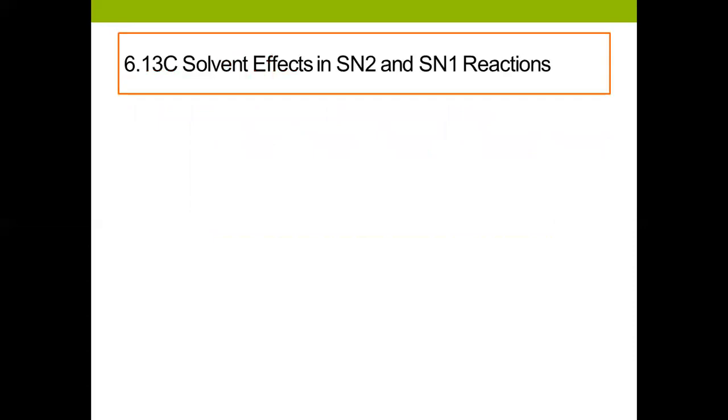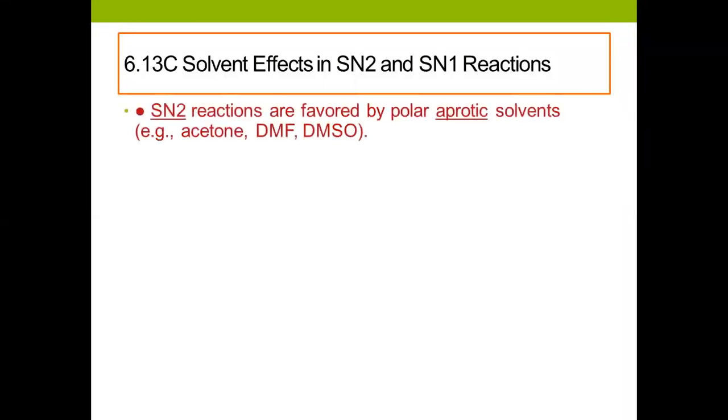Okay, let's go to the effects of solvents in the SN1 reaction. We have already considered the effects of the substrate, second, the effect of the nucleophile, and third, we will consider the effects of the solvents in the SN2 and the SN1 reaction. SN2 reactions are favored by polar aprotic solvents.